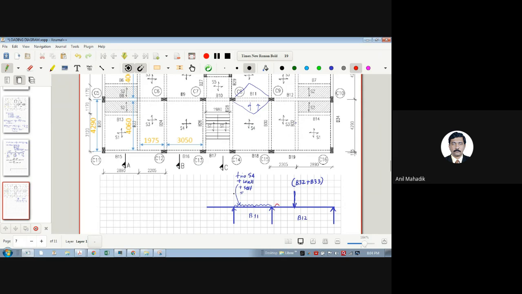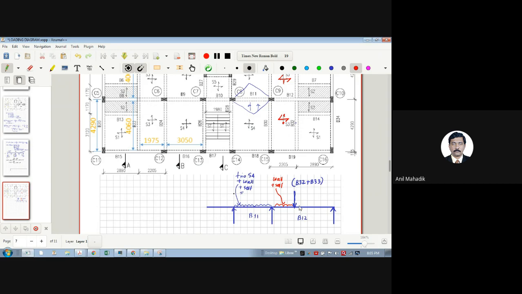What is this load? What loads will be on B12? Is there any slab load? Self weight, dead load. So it will be wall and self weight. That's it. No slab load because it is one way. I'm assuming this is one way. Okay.